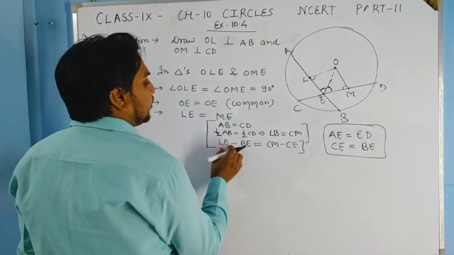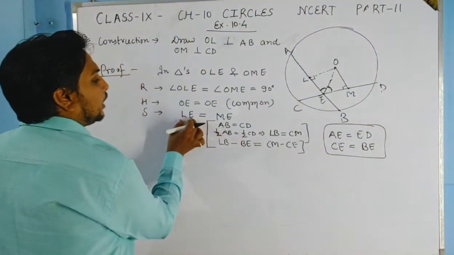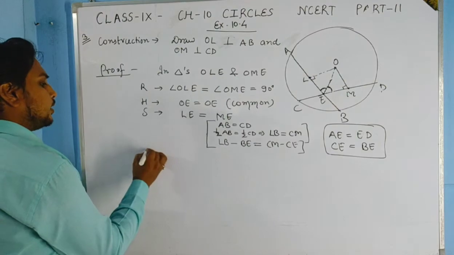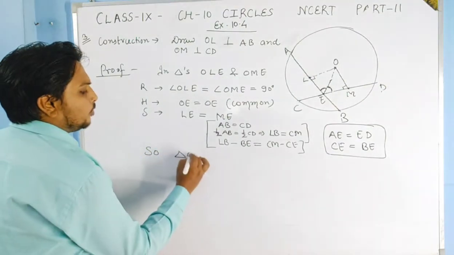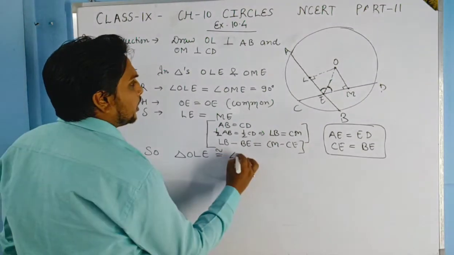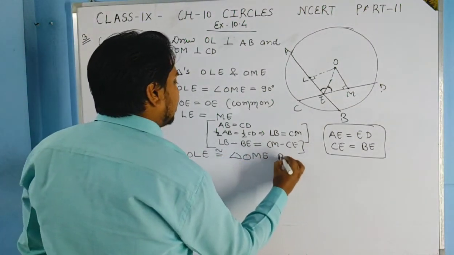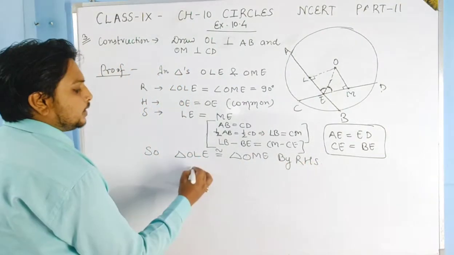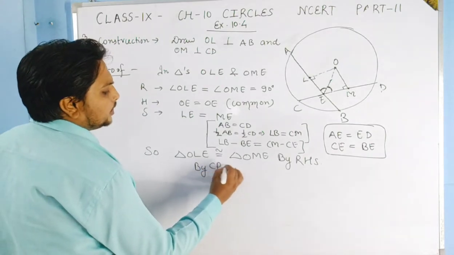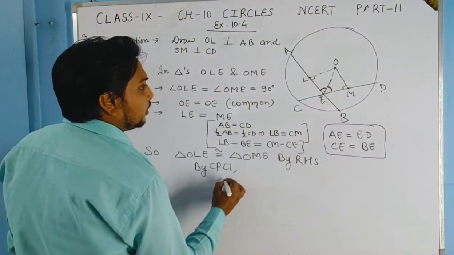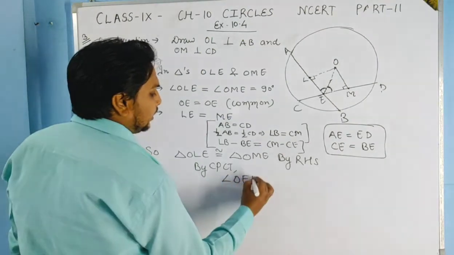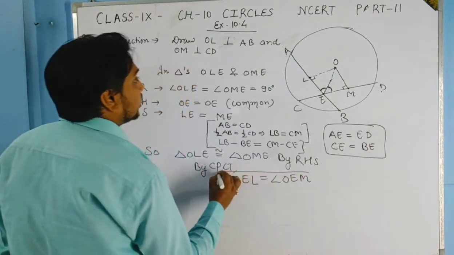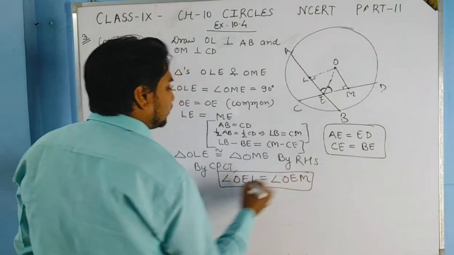And here, if we subtract LB minus BE, we will get what? LE. If we subtract CM minus CE, we will get what? ME. So like this, students, we can show that triangle OLE is congruent to triangle OME by RHS. And if these two triangles are congruent, then easily we can say by CPCT, corresponding parts of congruent triangles, angle OEL is equal to angle OEM. And this was to prove, students.